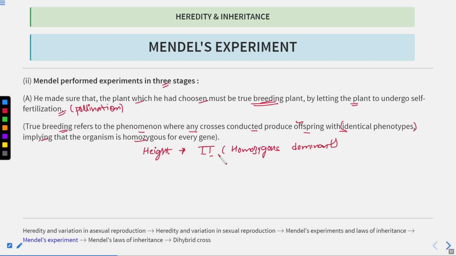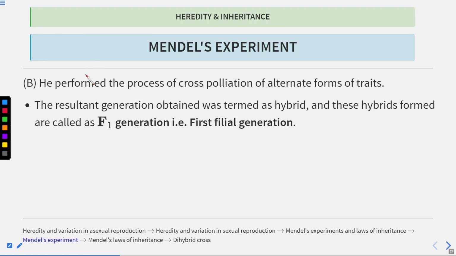Now, he performed the process of cross-pollination of alternate forms of a trait. Alternate forms of a trait means the contrasting characters. The resultant generation obtained was termed the hybrid, and these hybrids formed are called the F1 generation, or the first filial generation. Clear? So what does this mean? He did the cross-pollination of alternate forms of traits.